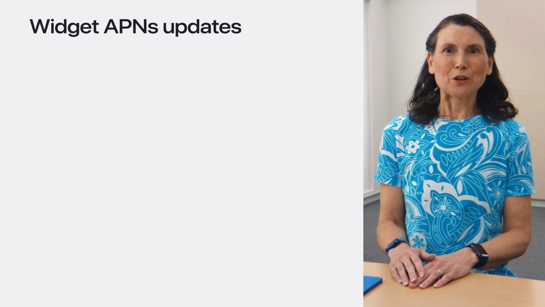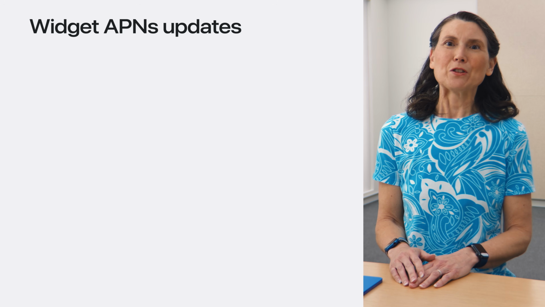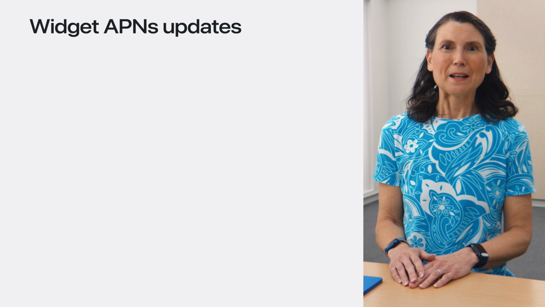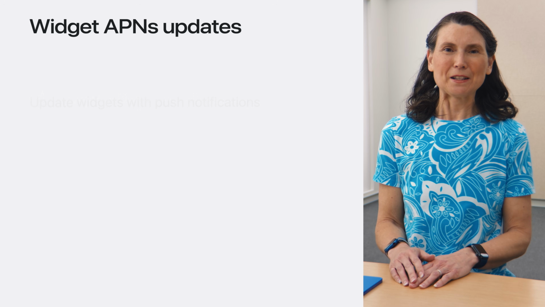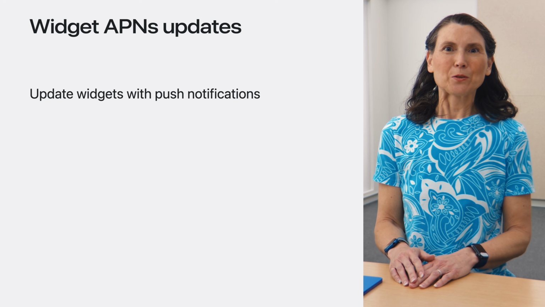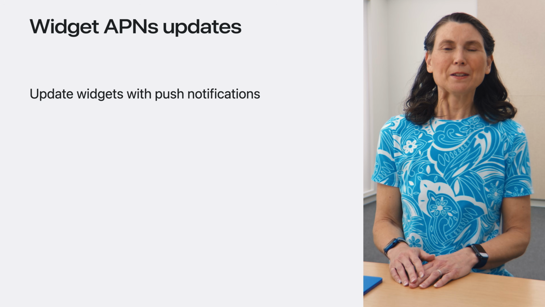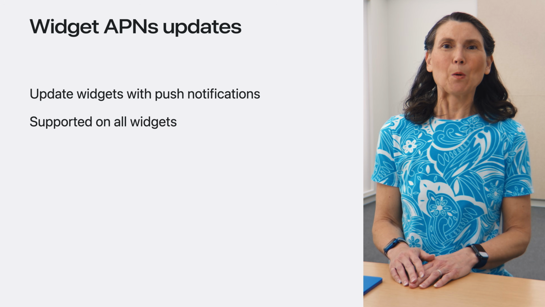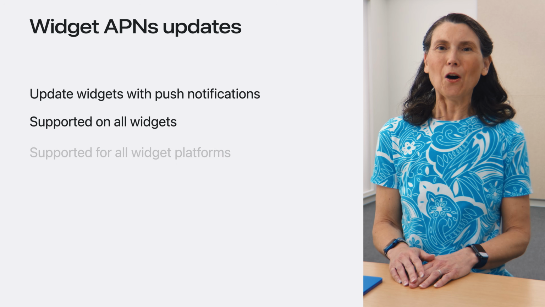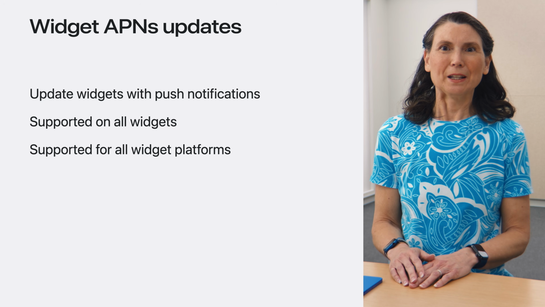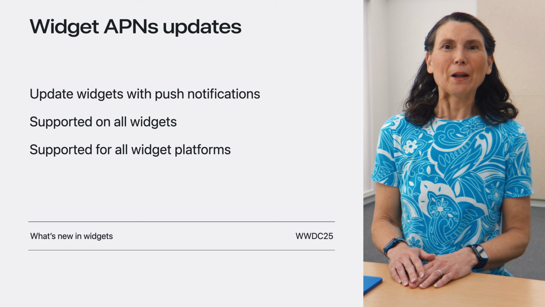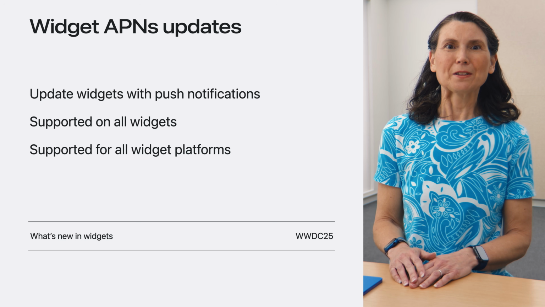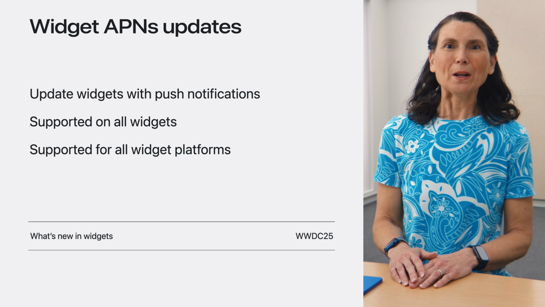It's great to be able to show people information that's important to them at the right time. That information also needs to be up to date. I've got exciting news about another tool to keep widget data current. Beginning in watchOS 26, you can send push updates to widgets using APNS. Widget push updates are supported for all widgets on all Apple platforms that support WidgetKit. To learn all about adding support for push updates to widgets, be sure to check out What's New in Widgets with Tanner.